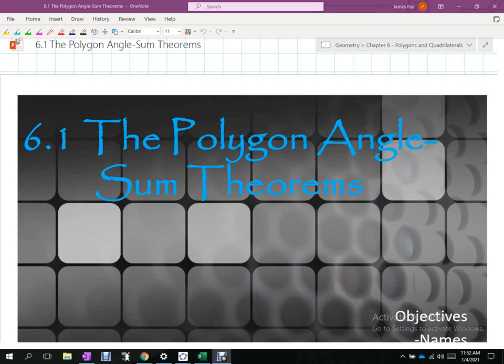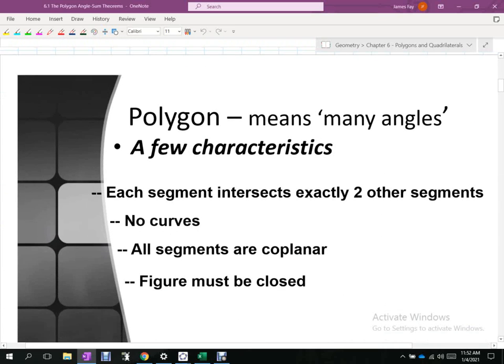Today is just introducing what polygons are and some key theorems about the angles in a polygon. So the first thing is to talk about the prefix poly. Poly just means many. You talk about poly things in history, right? Polytheistic, people that believe in many gods. If you talk about polynomials, last year, nomial was term, poly means many, so many terms.